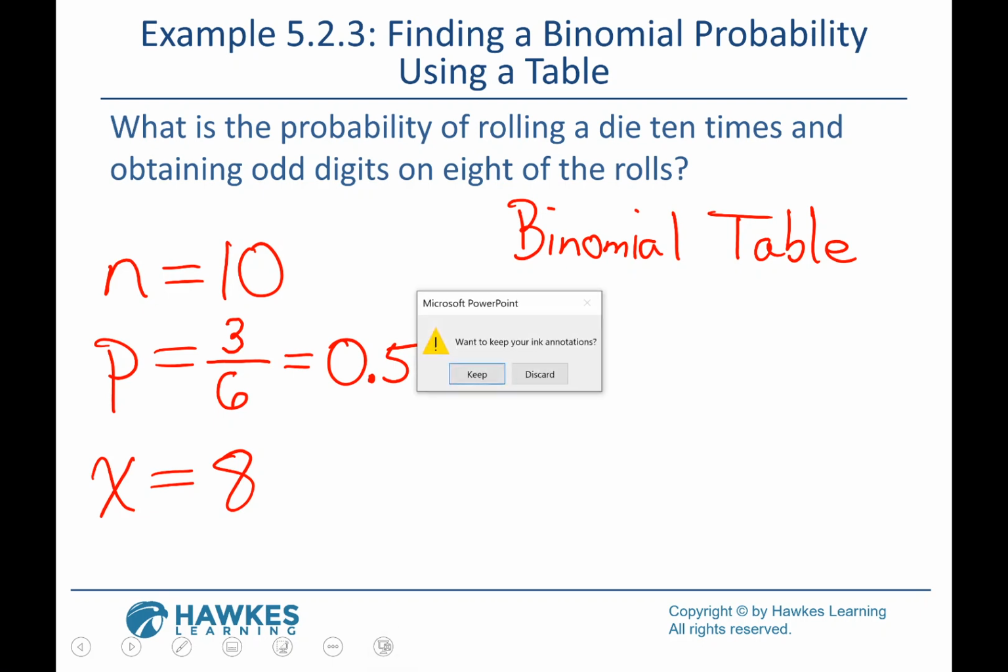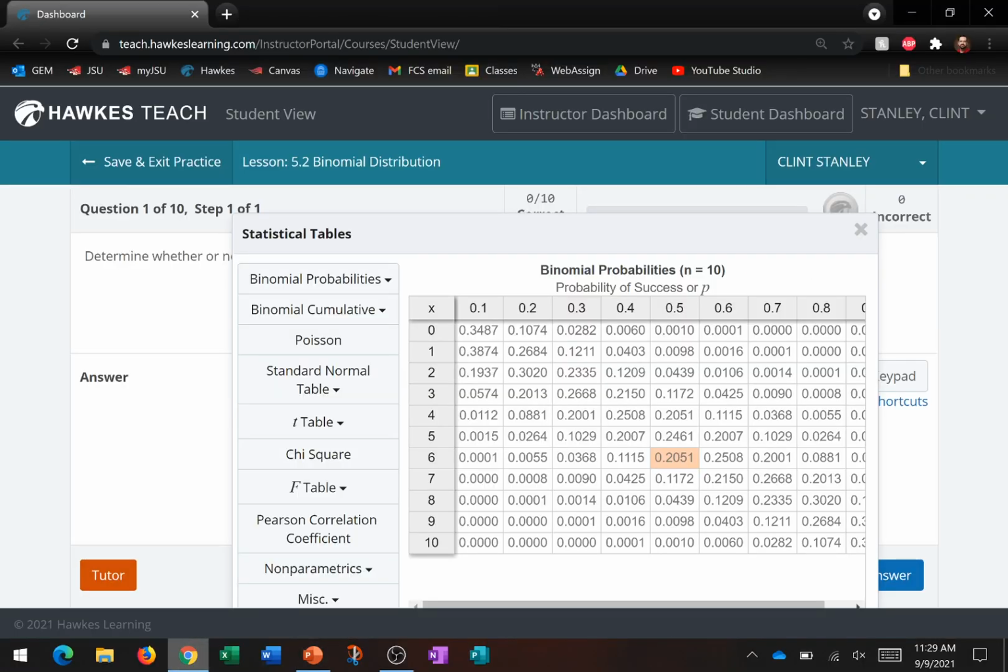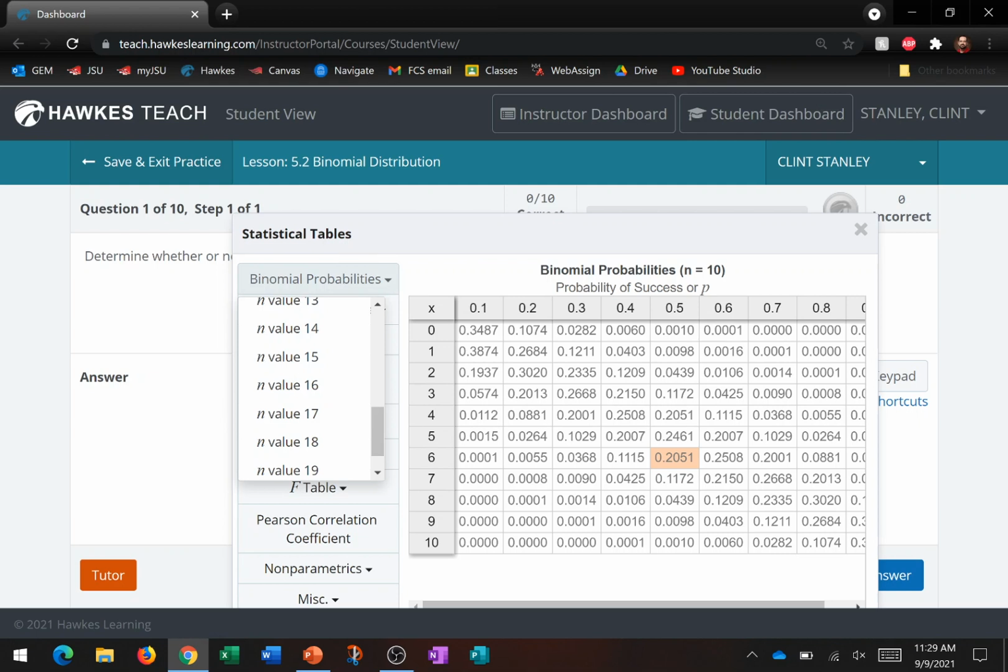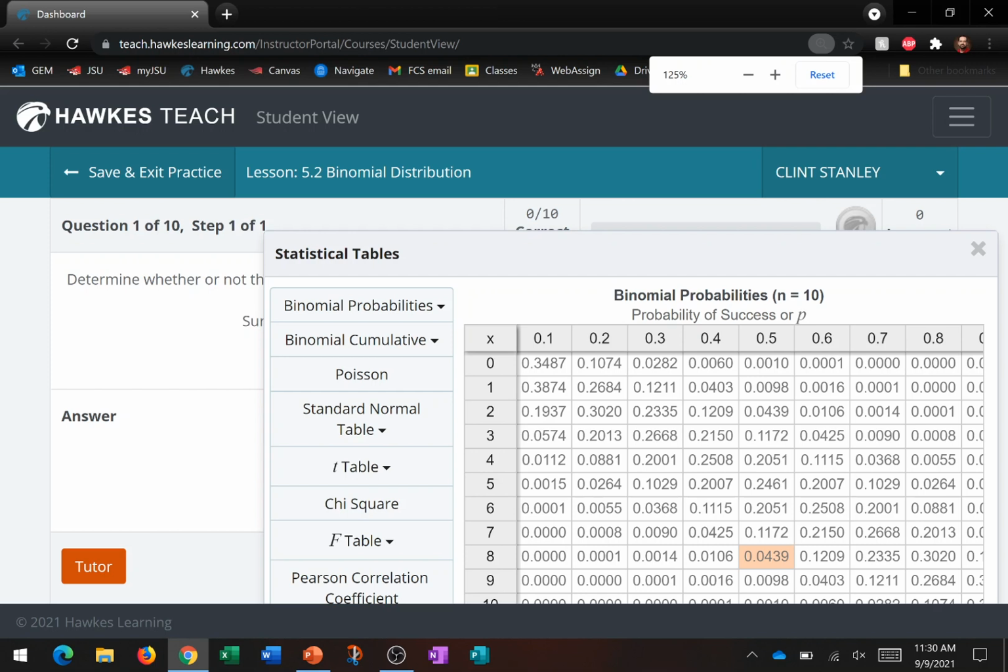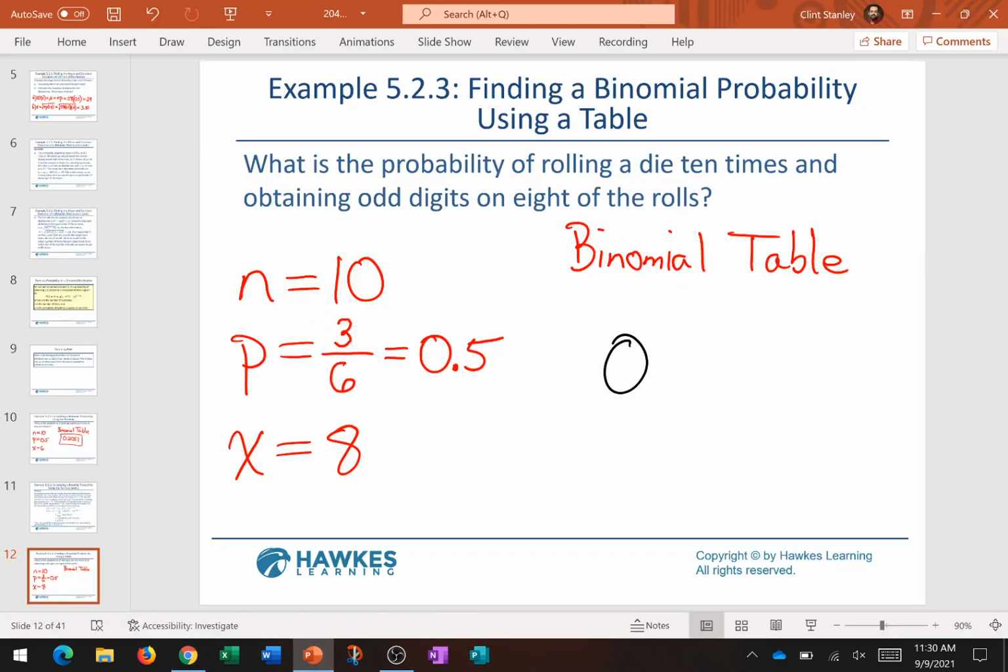Okay. So N of 10. I have to change over there on the left. I want an N of 10. P was 0.5 again, so we'll go to the 0.5 column. And this time we want 8 successes, so I'll go to an X of 8. I know it's small, but we get a probability of 0.0439 on that one. So 0.0439.